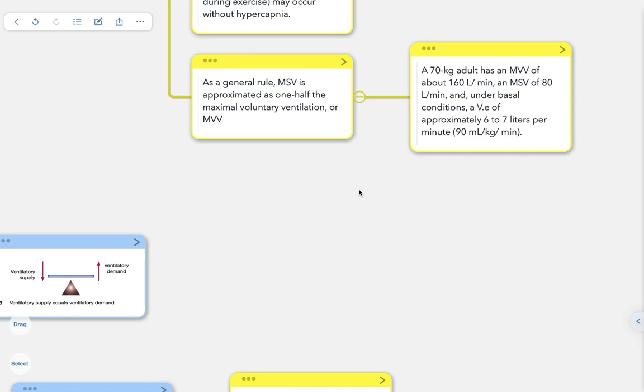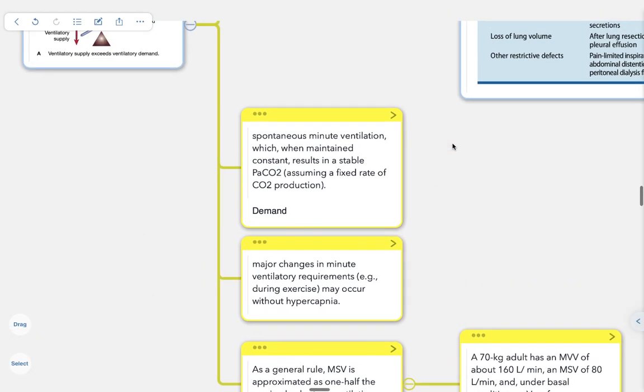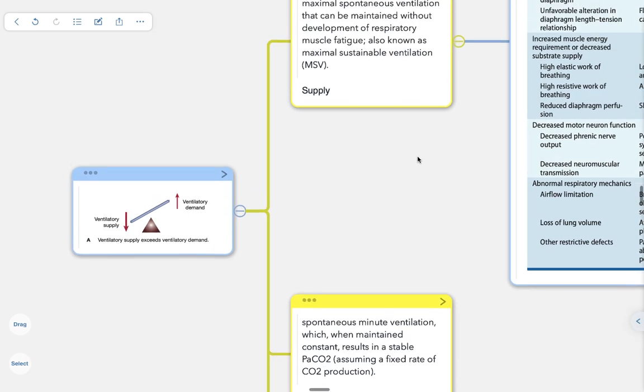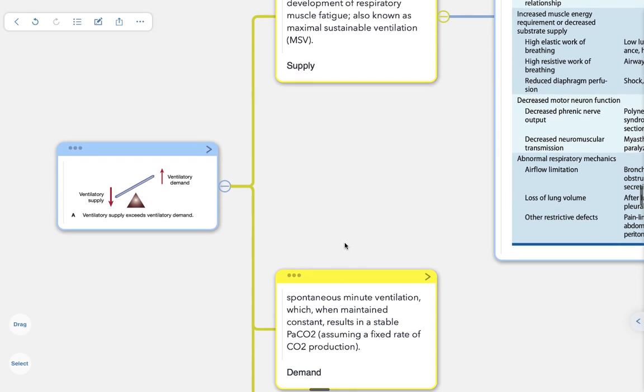And the MSV, that is the ventilatory supply, is 80 liters. But eventually, the minute ventilation is how much? 6 to 7 liters. So, on one hand, we have the ventilatory supply going to 80, and then we have the minute ventilation going to just 6 to 7. So, you can say that ventilatory supply is always more than ventilatory demand. Now, why is this important?